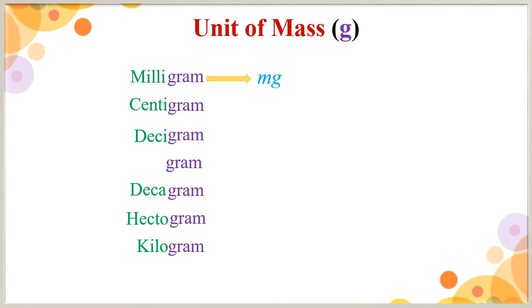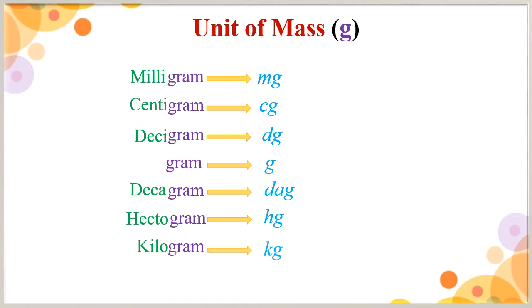Milligram is denoted as mg, centigram as cg, decigram as dg, gram as g, decagram as dag, hectogram written as hg, kilogram written as kg.